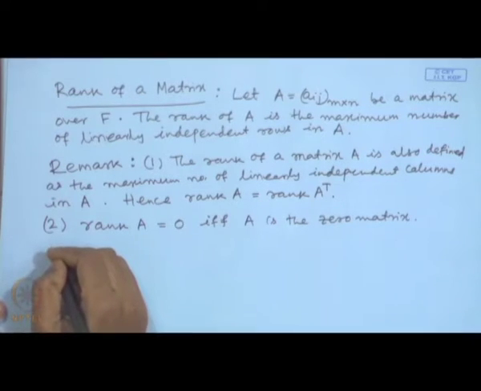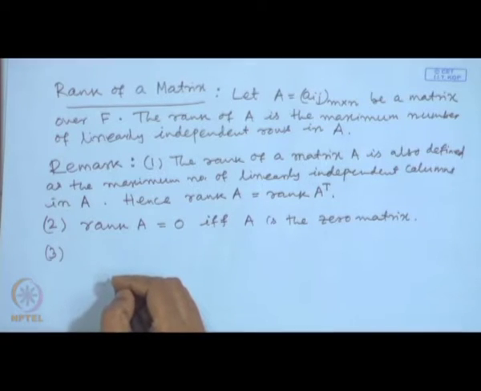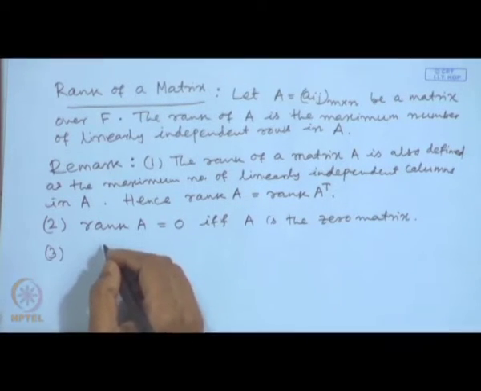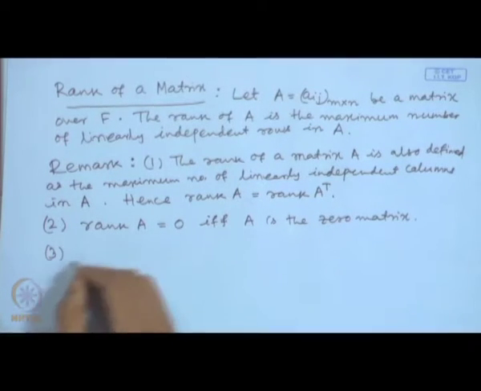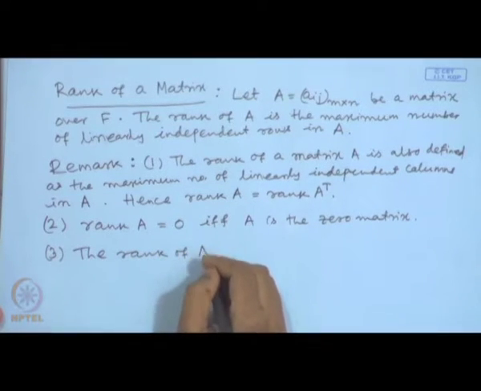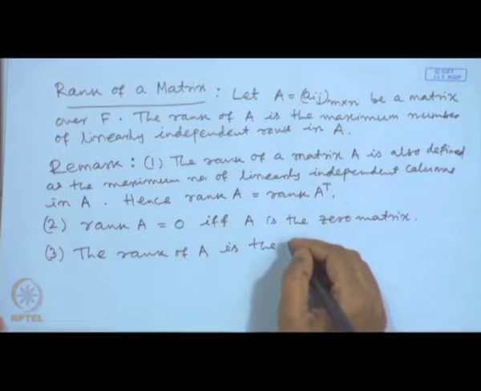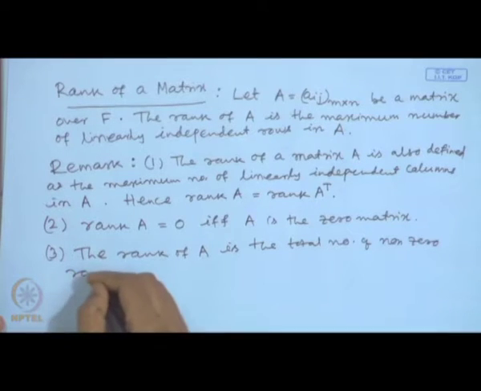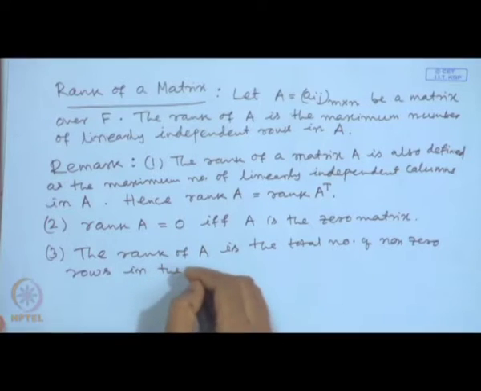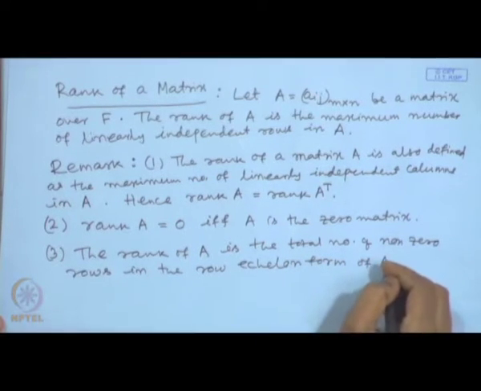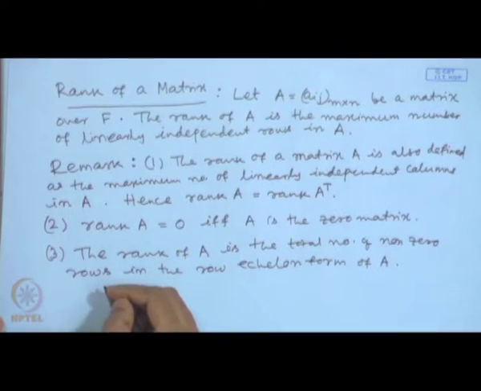And then, as a third remark, one can find the rank of a matrix from its echelon form, or one can define the rank of a matrix in this fashion also. That is, the rank of A is the total number of non-zero rows in the row echelon form of A. In fact, we use this third remark to find the rank of a matrix, and so this is useful.